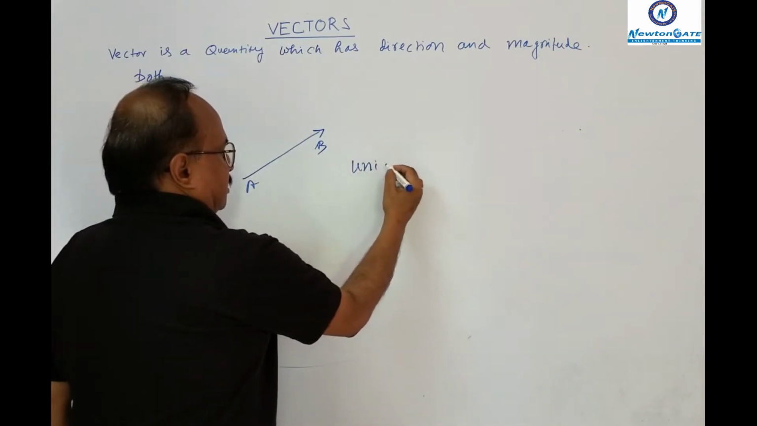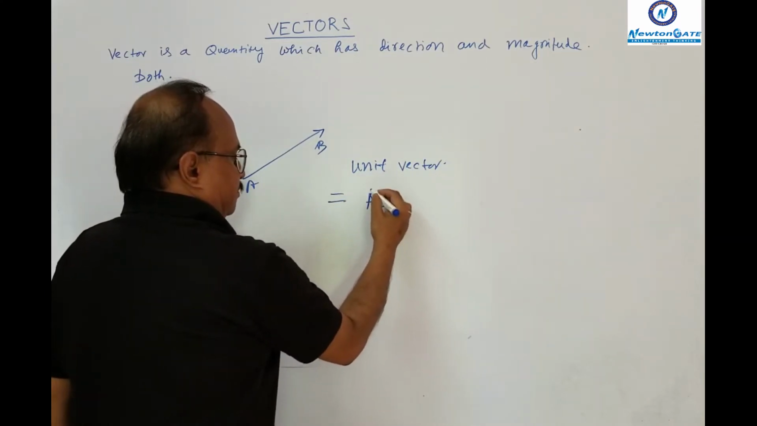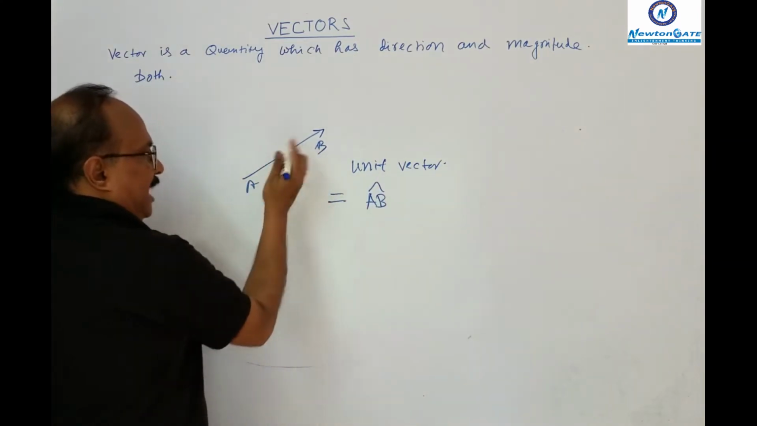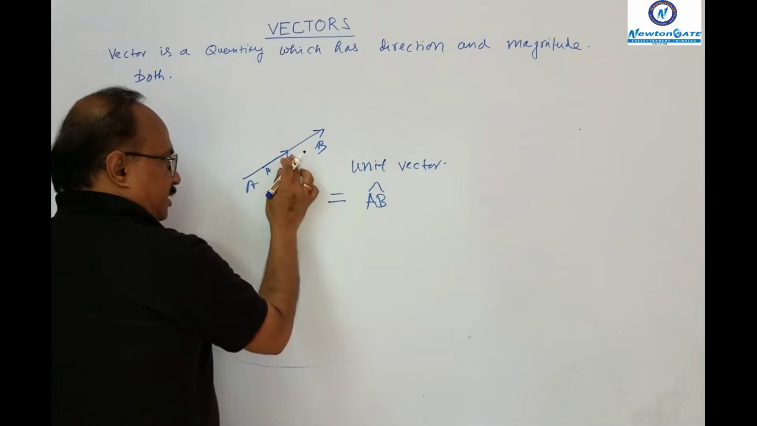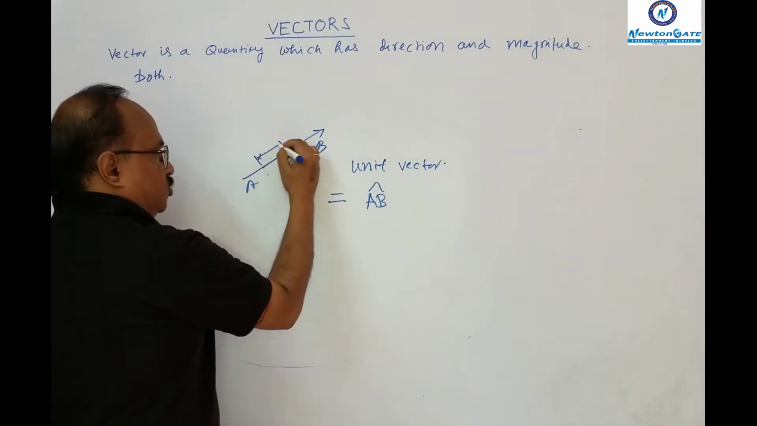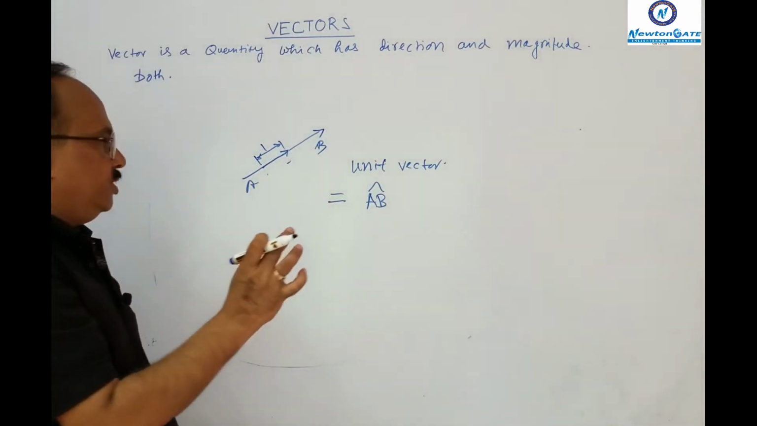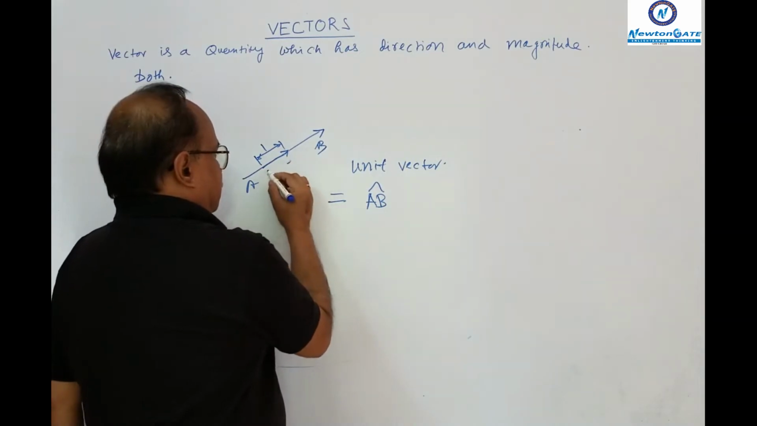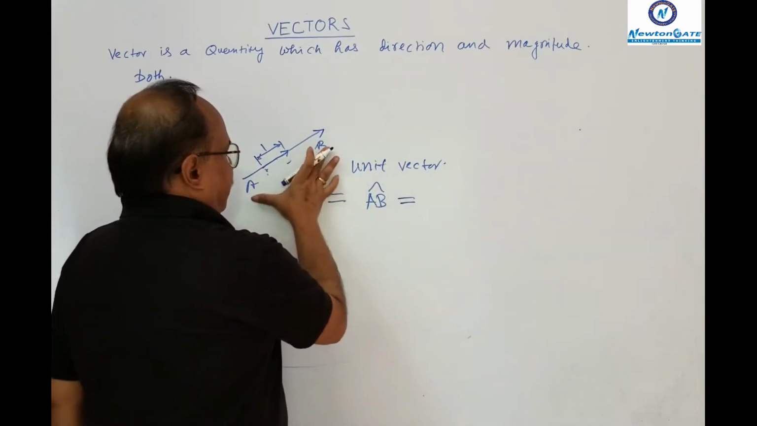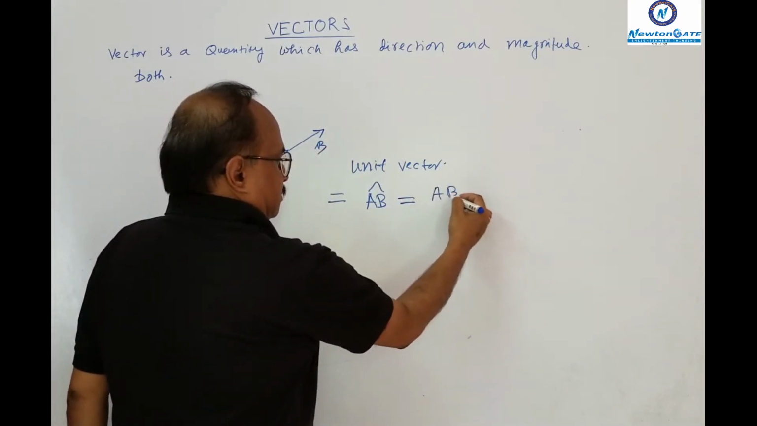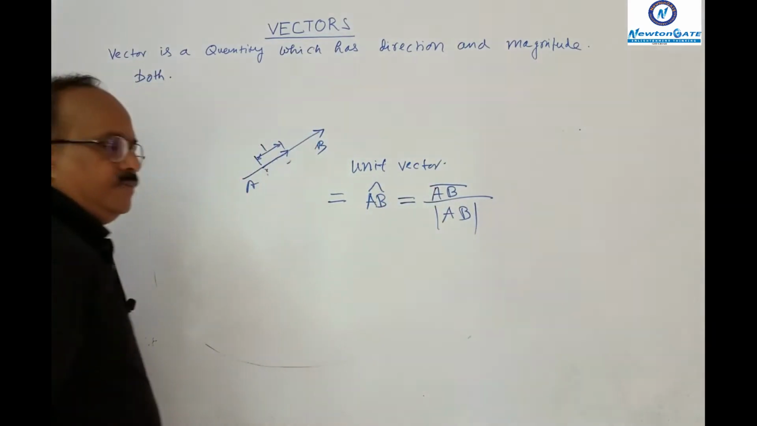The unit vector is denoted as AB cap. That means it is a vector along AB, but this vector has a magnitude of how much? One unit. Unit vector means a vector whose magnitude, whose length, is one unit. So this is our unit vector. That means from here to here, I can denote it as AB cap. And how is it written? The vector AB divided by the magnitude of the vector is given as the unit vector.